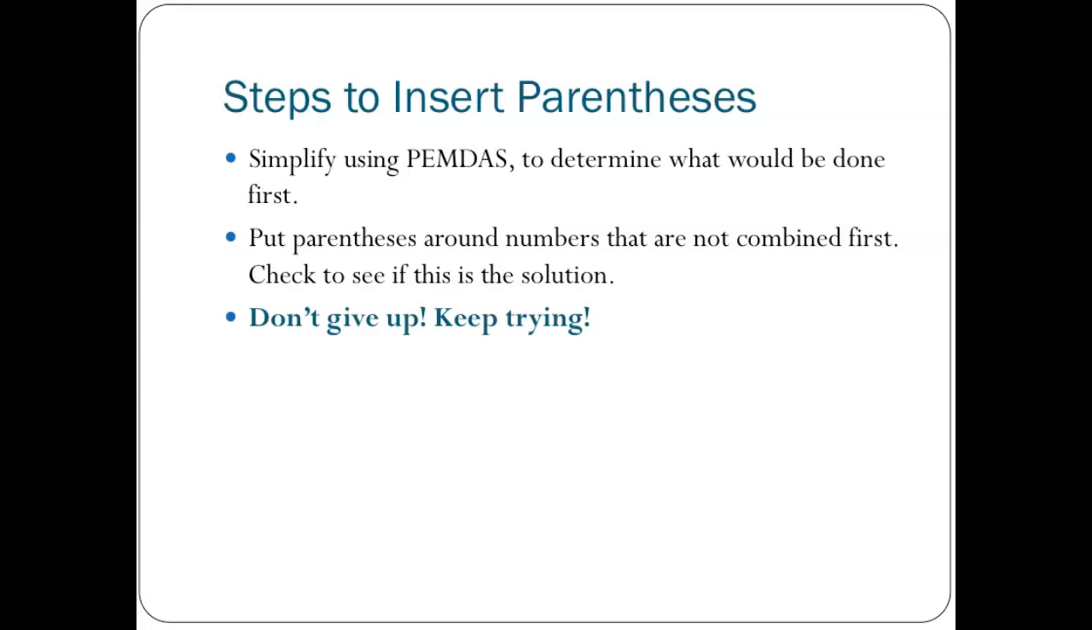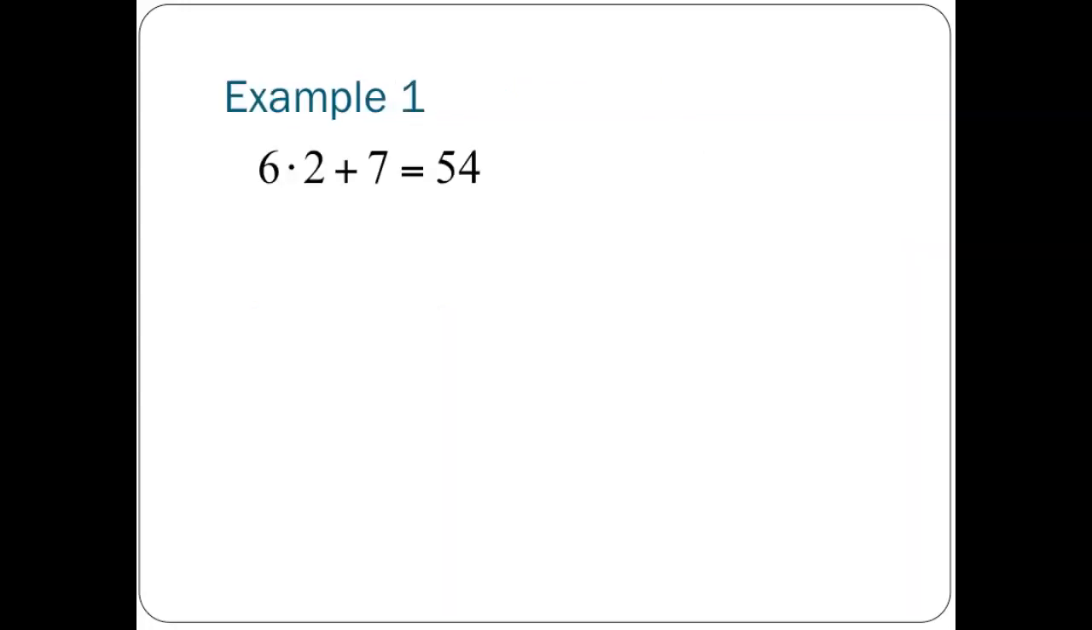Let's take a look at example 1. We have 6 times 2 plus 7 equals 54, and you're being asked to put parentheses in here so that the statement is true. Now, let's start by figuring out, okay, well, if I don't put parentheses, what would normally happen? Well, 6 times 2 is 12 plus 7 gives us 19. So naturally, using order of operations, you would do the 6 times 2 first. Now you can see here that this does not give us 54.